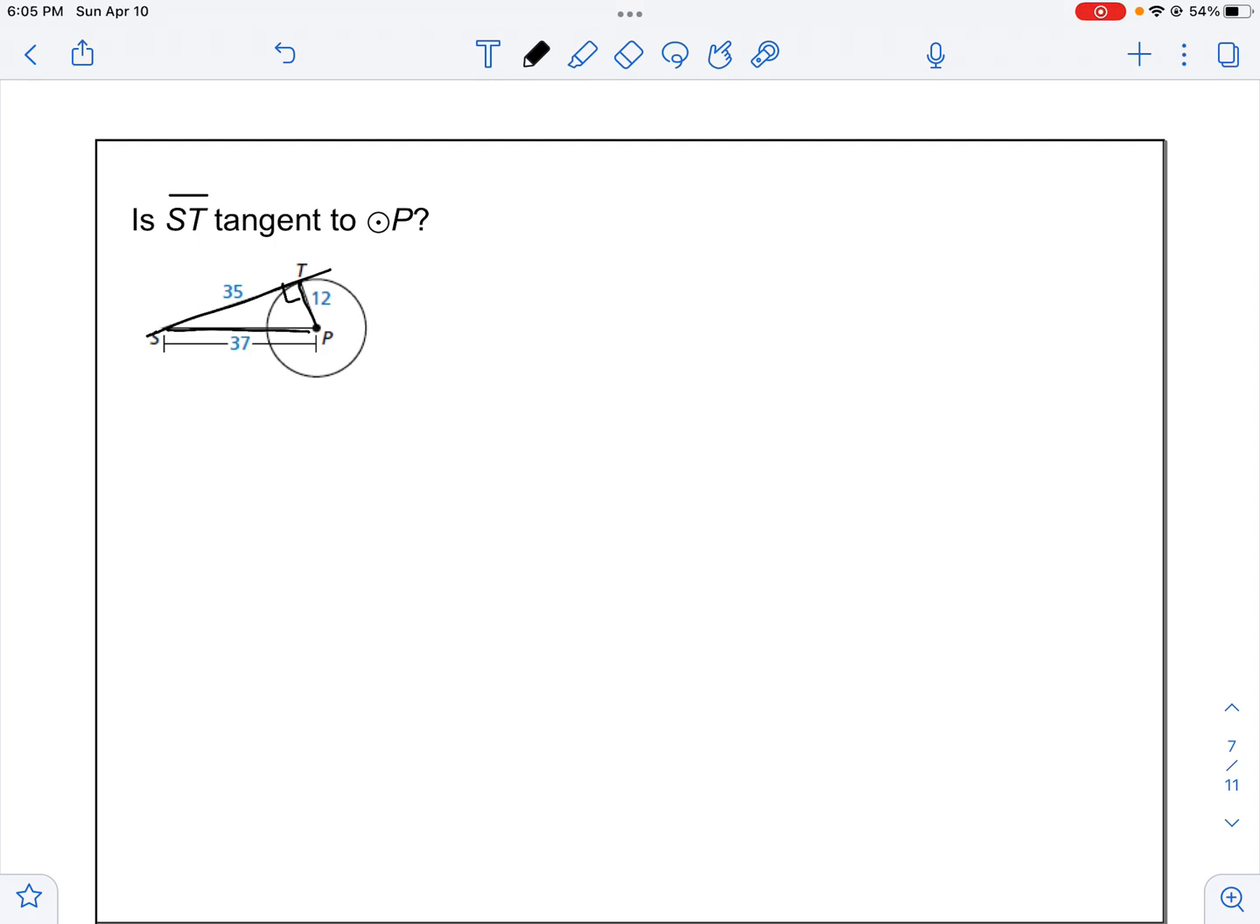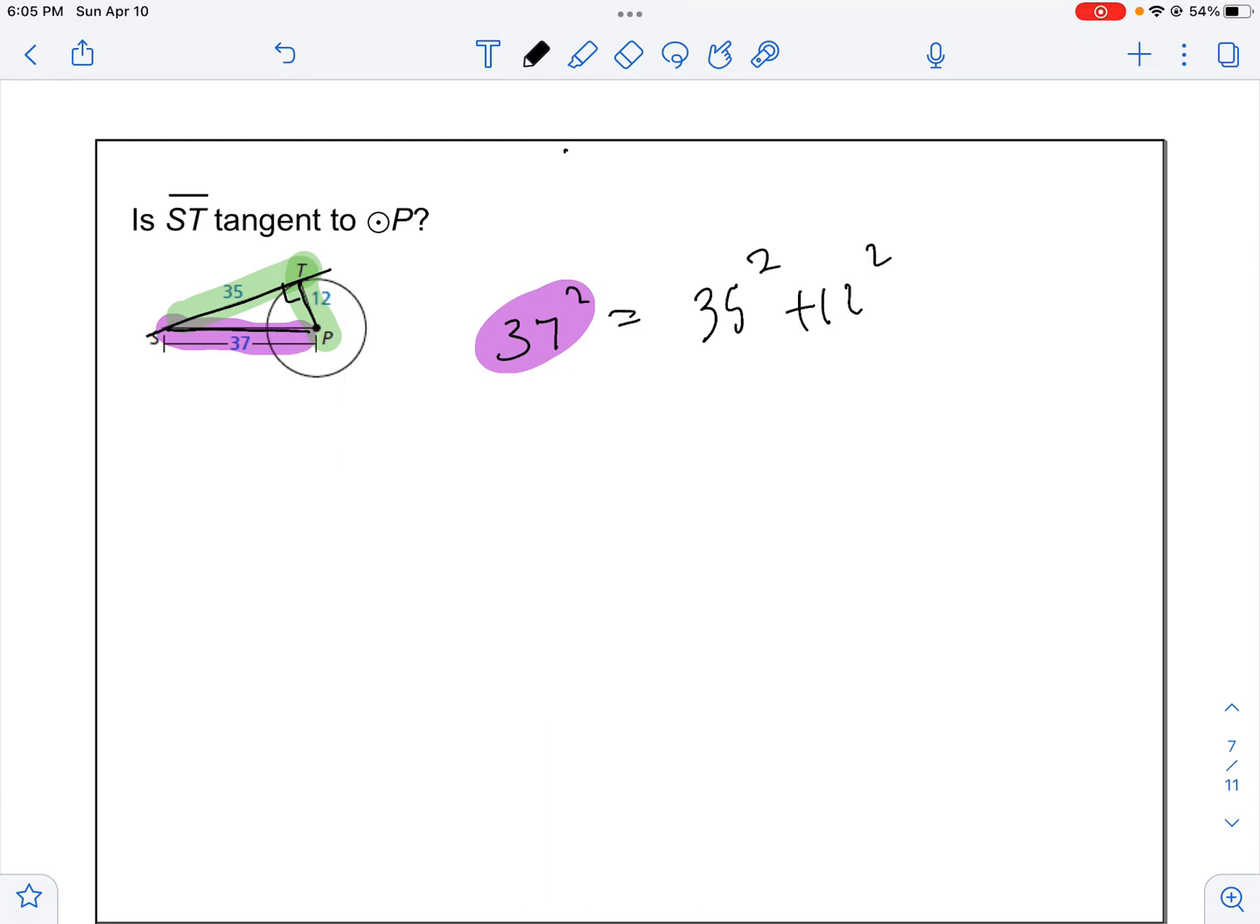I could use Pythagorean theorem. So Pythagorean theorem is hypotenuse squared equals side squared plus side squared. So if this is true, it is tangent.